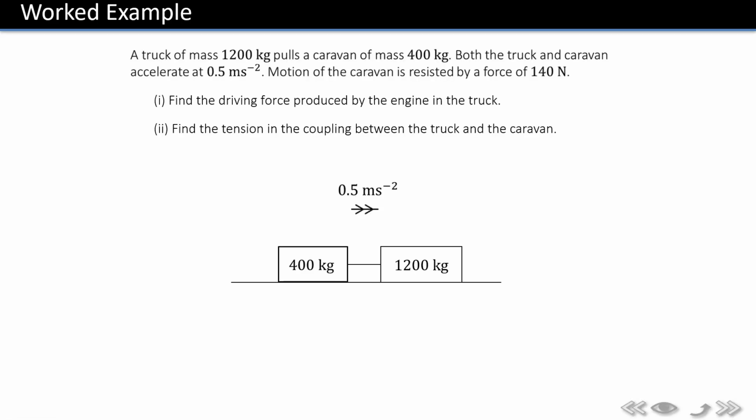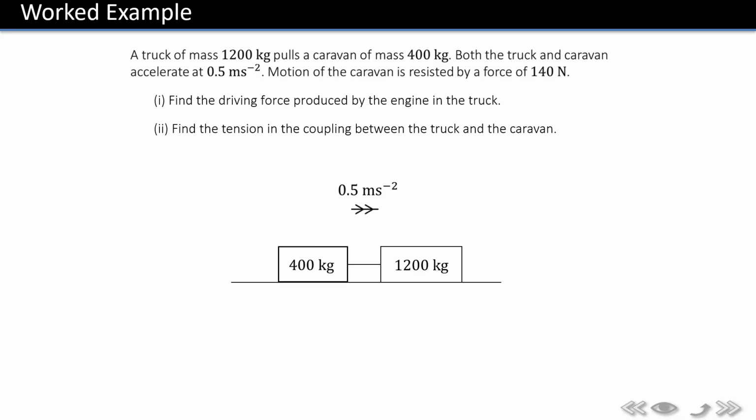It says the truck of mass 1,200 kilograms pulls a caravan of mass 400 kilograms. Both the truck and the caravan accelerate at 0.5 meters per second squared. The motion of the caravan is resisted by a force of 140 newtons. And for part 1, it's asking us to find the driving force produced by the engine in the truck.